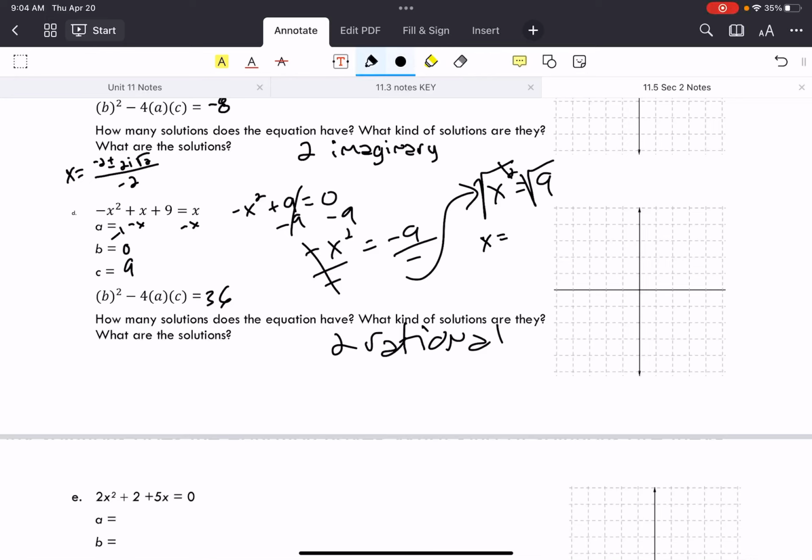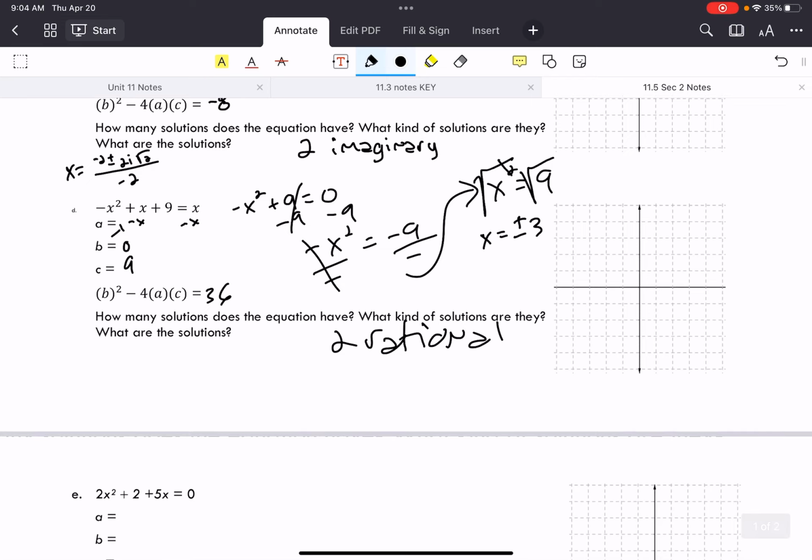There it is. So the solutions are 3 and -3, and then we graph those.